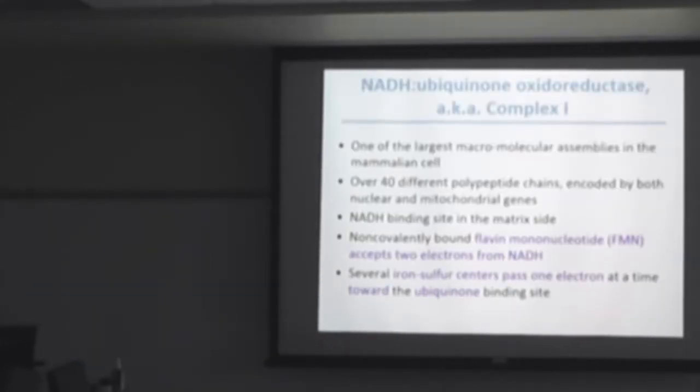So complex 1 is also known as the NADH ubiquinone oxidoreductase. One of the largest macromolecule assemblies in the mammalian cell, over 40 different polypeptide chains encoded by both nuclear and mitochondrial genes. NADH binding site is on the matrix side. Non-covalently bound flavin mononucleotide accepts those 2 electrons from the NADH. And then you have several iron sulfur centers pass 1 electron at a time toward the ubiquinone binding site.